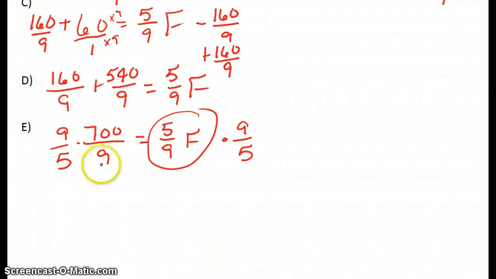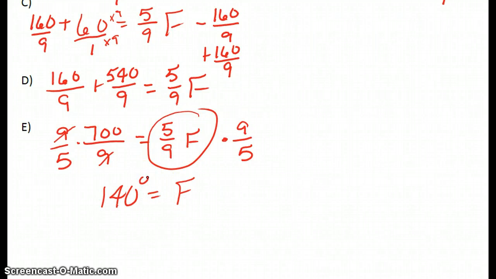Look at that. My 9s are just going to divide to equal 1, and my 700 is going to divide by 5 to give me 140. A blistering 140 degrees Fahrenheit.